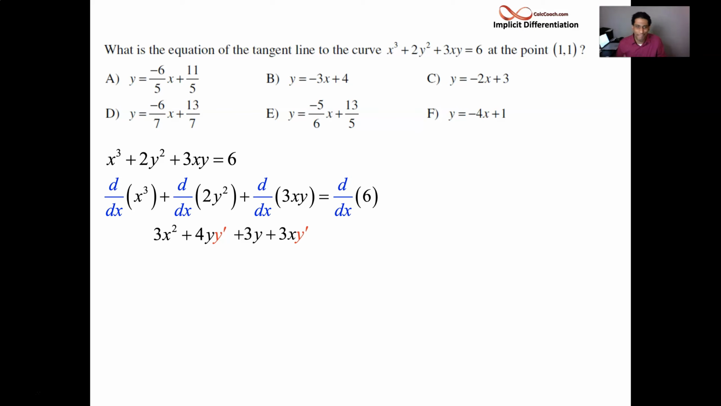On the right-hand side, derivative of 6, any constant, has a derivative of 0. The rate at which it changes is 0. It's not changing at all. So this is how you should do the problem. You get it done quickly.